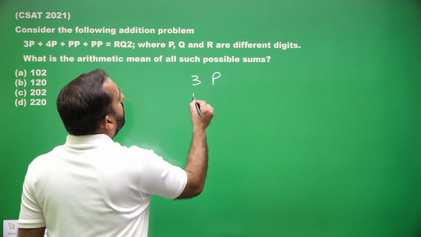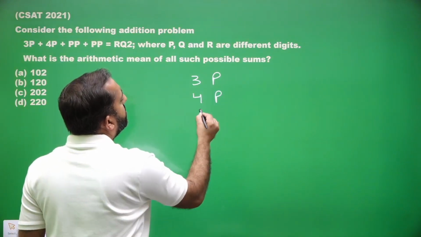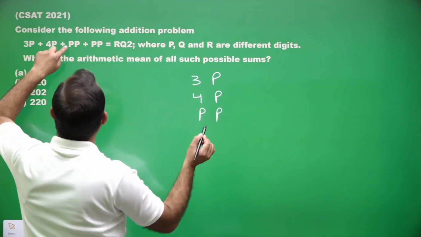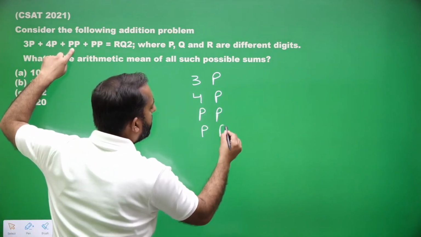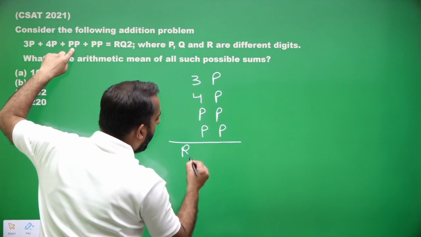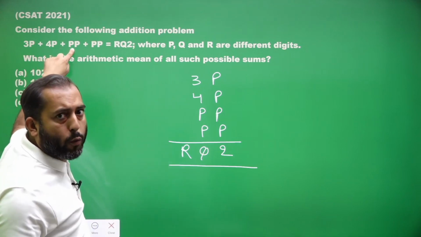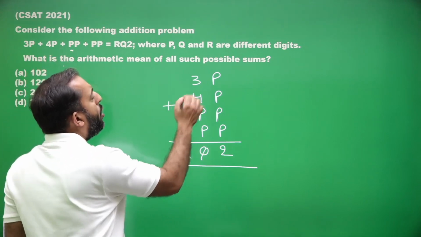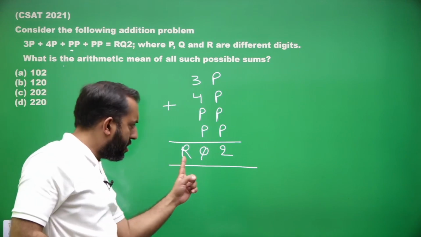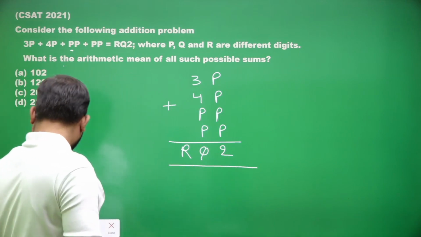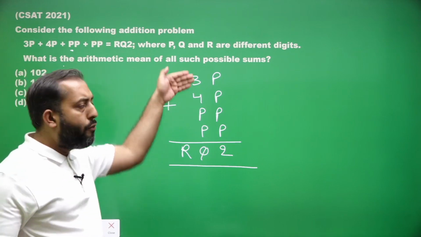3P is a two-digit number, 4P is a two-digit number, PP is a two-digit number, next PP is a two-digit number, and their sum is RQ2. So you are adding four two-digit numbers and your sum is RQ2. So how do we add four two-digit numbers?